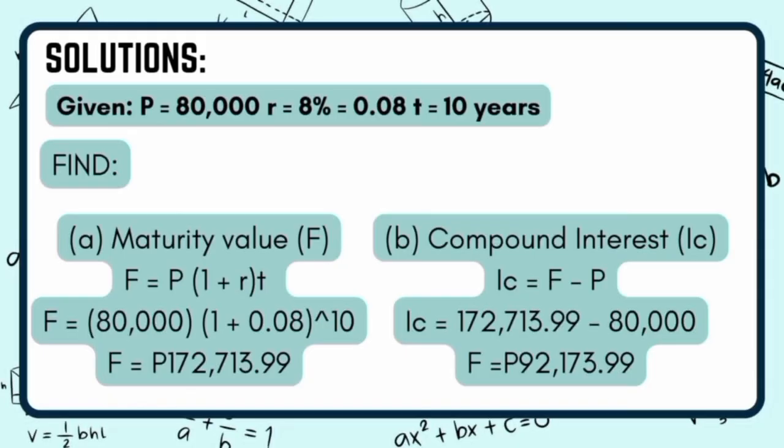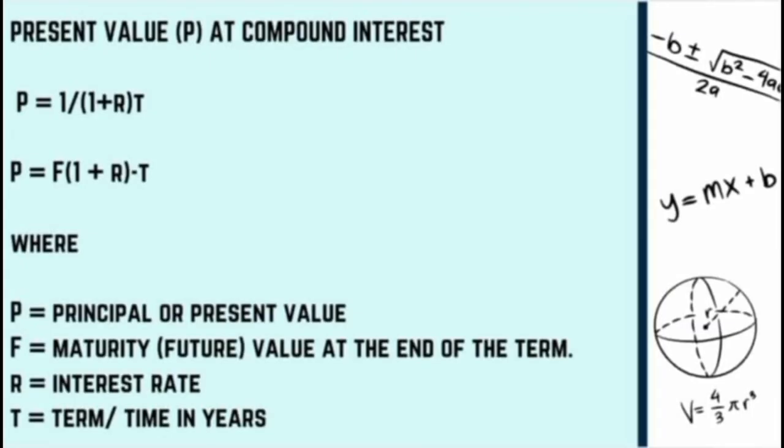So the formula for this is IC equals F minus P. So our F is 172,713.99 and we subtract the present value of 80,000, so we get 92,173.99. And next we go to present value in compound interest. So these are the two formulas, where P is principal or present value, F is maturity or future value at the end of the term, R is interest rate, and T is term or time in years.